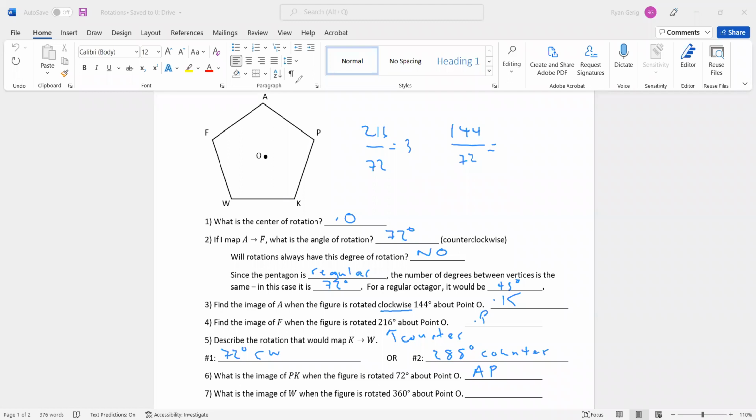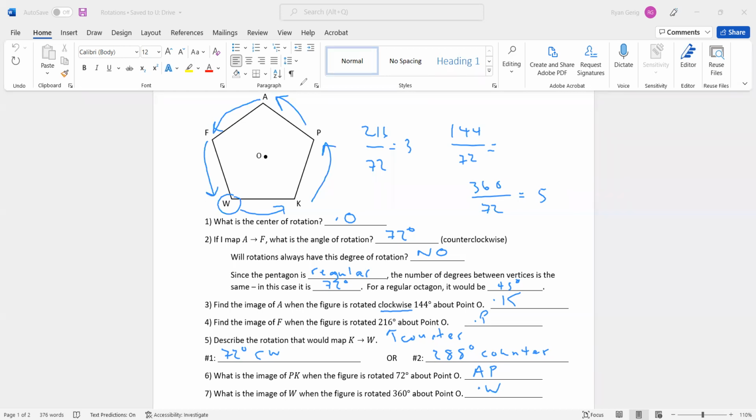Okay. Last one. What is the image of W when the figure is rotated 360 degrees about point O? Rotated 360, so that's counterclockwise. So W going counterclockwise. Well, what's 360? How many steps am I taking is what I'm figuring out here. 360 divided by 72 is 5. So I'm taking 5 steps. So to K is 1, P is 2, A is 3, F is 4, 5. I'm right back where I started, which should make sense because going 360 degrees is going in a full circle. Okay. So that was some rotations.